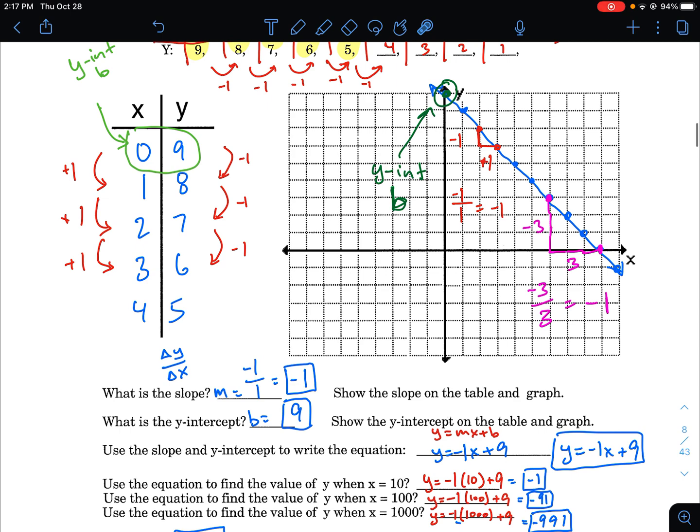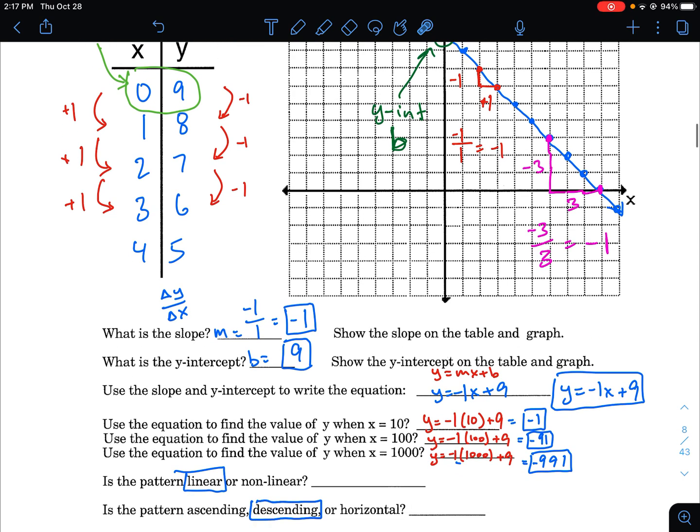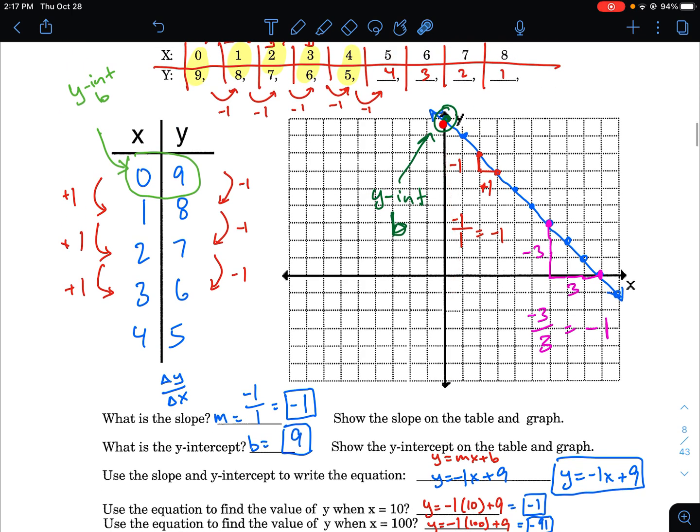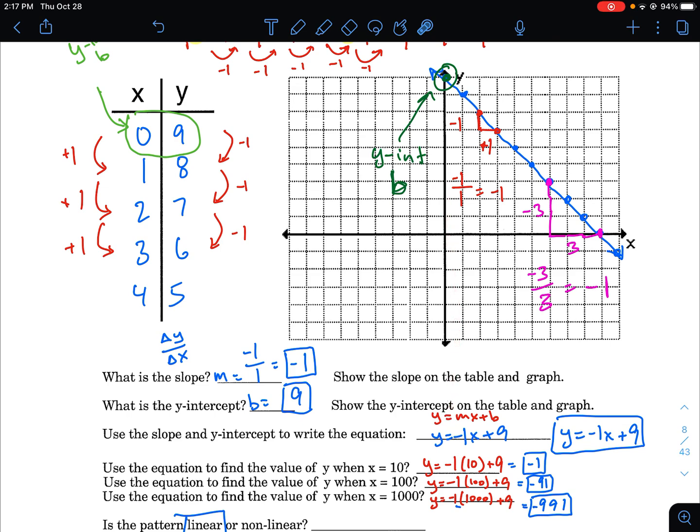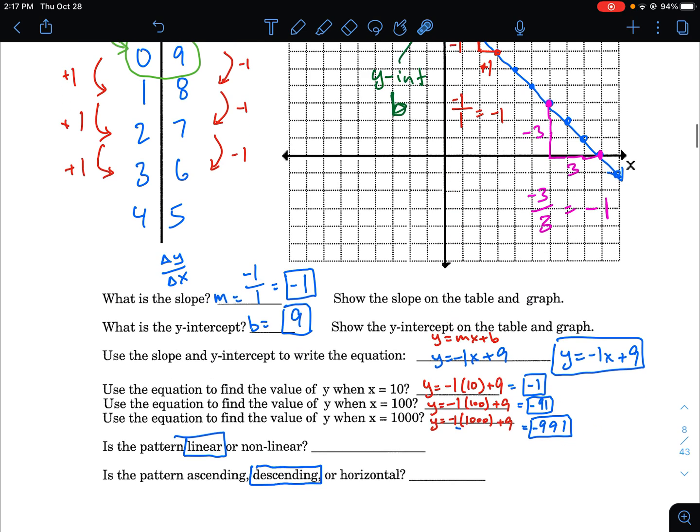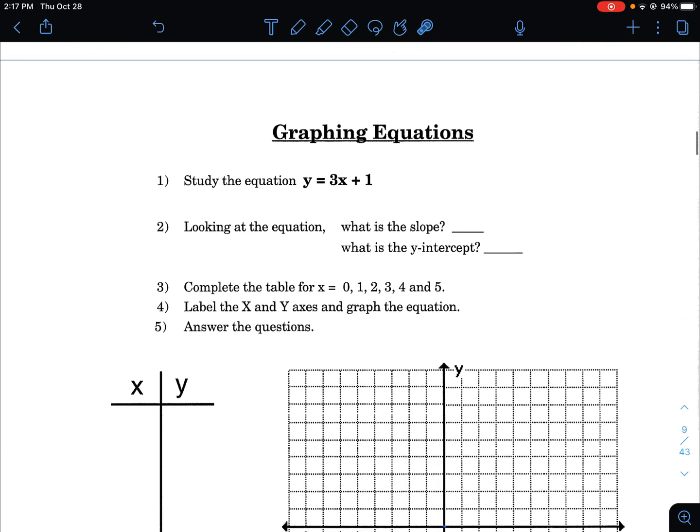Something else, if you remember, is take a look. My slope is negative, right? It's -1. Negative slopes mean the line should always be descending. What about this +9? That +9 is just our starting point. It starts off at 9. If it started off at -9, then it'd start off down here, and then it'd be descending from down there. All right, let's continue.